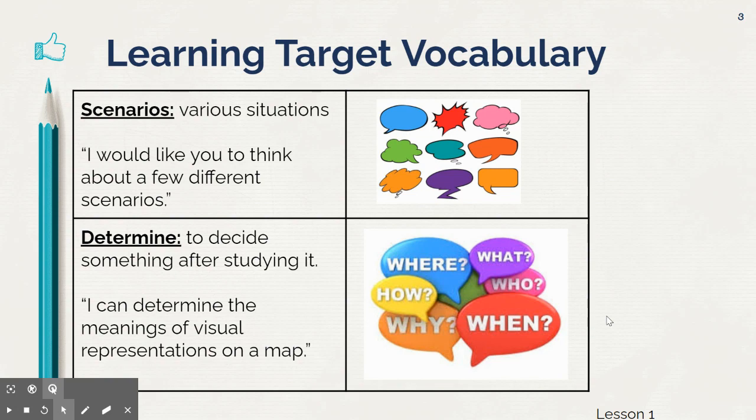The next word we have is determine, and this was in our learning targets, and it is to decide something after studying it. We have a bunch of question words there, and our sentence is, I can determine the meaning of visual representations on a map. So I can decide what something means after studying the visual representations on a map.